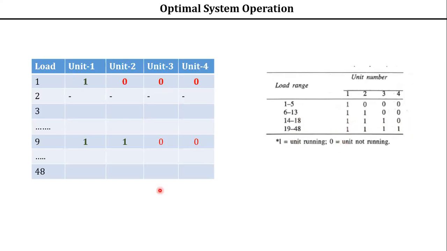You see, instead of taking each load component, we can prepare a load range, and then it becomes a simple unit commitment table. This is also a unit commitment table. So this is the table we have to prepare at the end for each power plant. Understood? This chart, or unit commitment table, is prepared only once for a given plant.